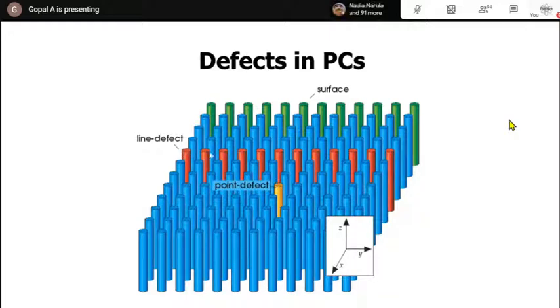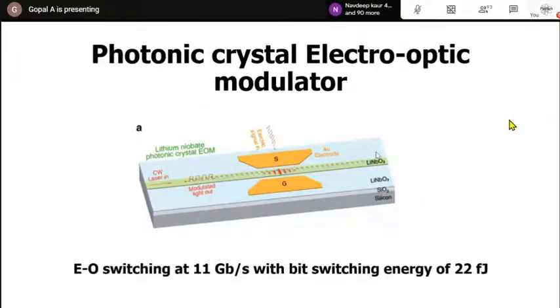Right? So you can generate a line defect. So these are like a waveguide. You can transfer photons from one part to another part by modifying a row of these rods. Then you can do lots of things with it. So this is an electro-optic modulator which was recently reported. So this is 11 gigabit per second and it uses only 22 femtojoules. It's a really, really efficient device.